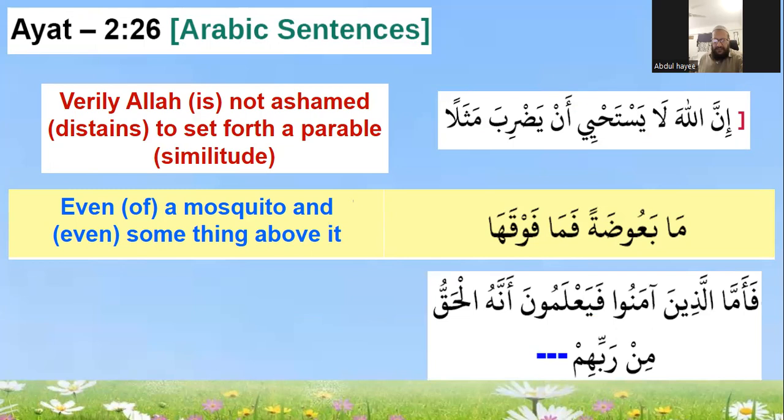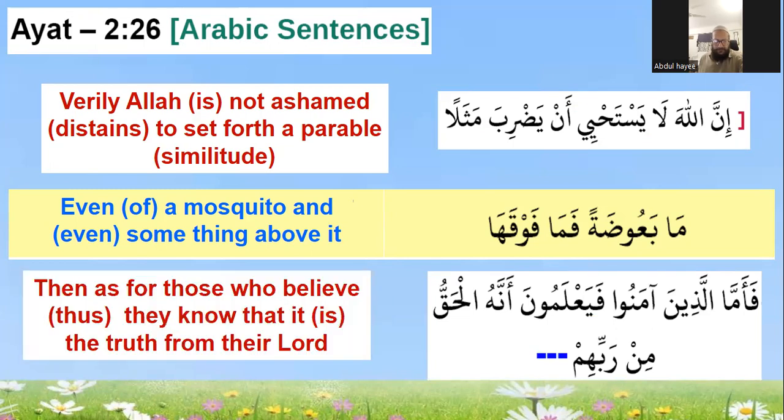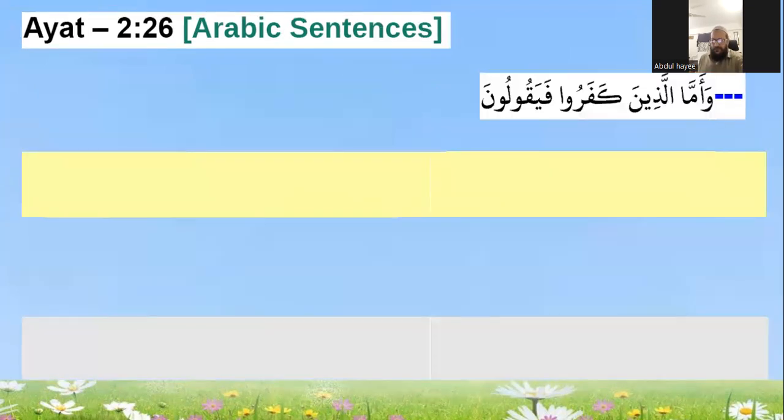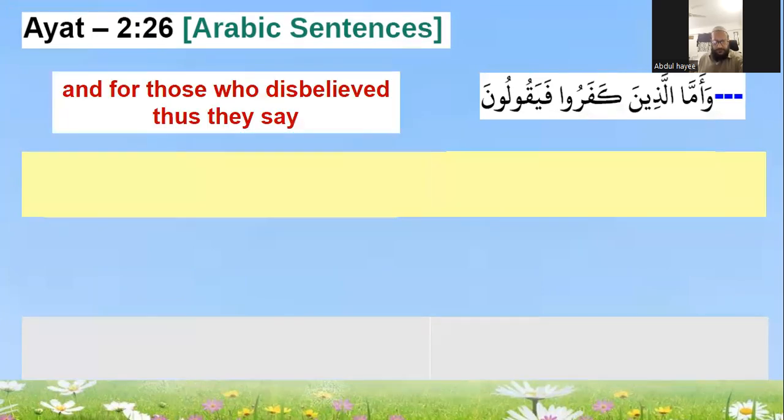فأما الذين آمنوا فيعلمون أنه الحق من ربهم. Then, as for those who believe, thus they know that it is the truth from their Lord. وأما الذين كفروا فيقولون. And for those who disbelieved, thus they say, ماذا أراد الله بهذا مثلا.